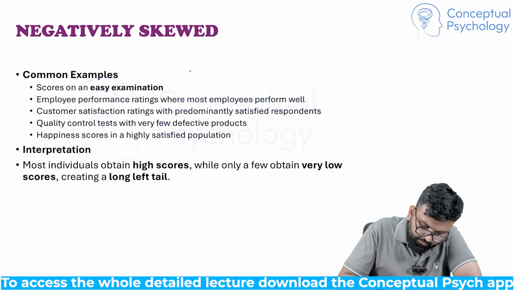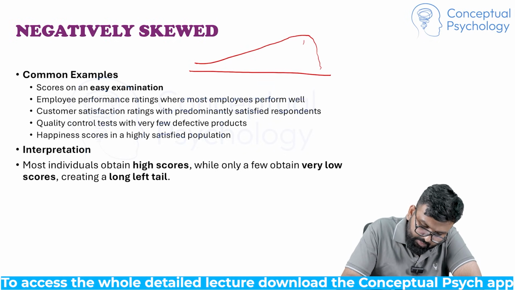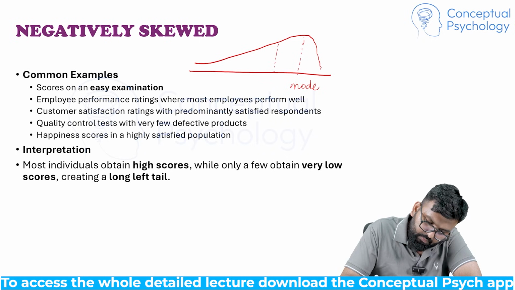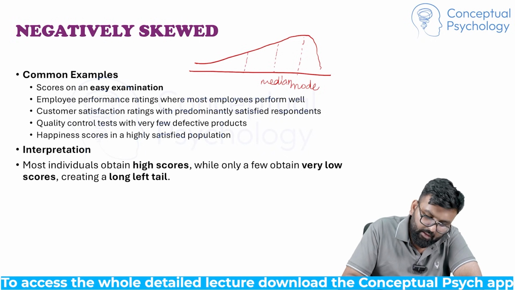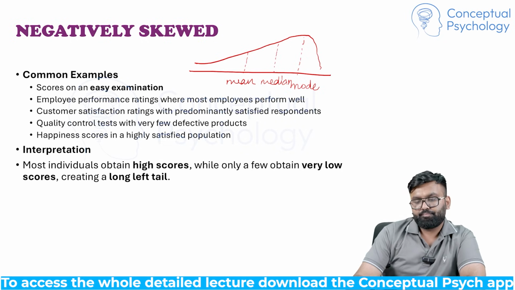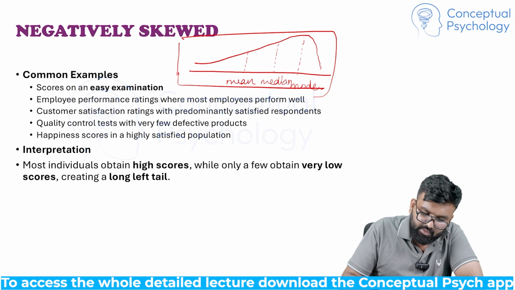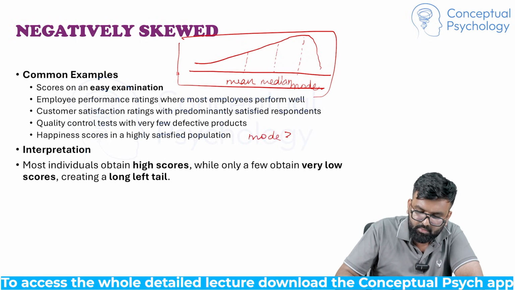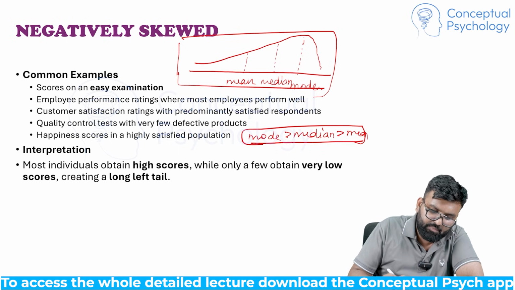If we have to plot this, it is something like this. And firstly we will plot the mode. Here it is median and mean is here. So through this figure we can say the mode has the highest value, then median, and mean has the lowest value. This we have to remember.